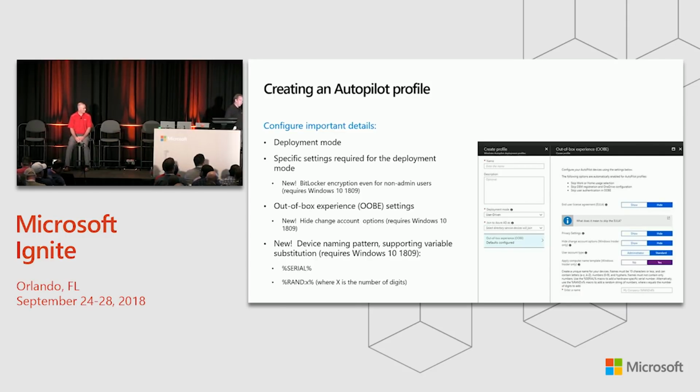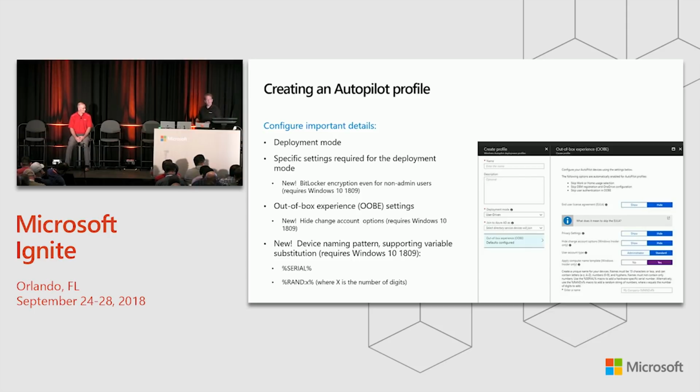First step, we need a profile. So you have to create a profile. When you do that, you can specify the deployment mode. So we've got user-driven deployment, which is what we've showed so far. We'll talk tomorrow about doing a self-deploying mode and the hybrid Azure AD support. So you configure those options as part of the profile. You specify specific settings that correspond to those deployment modes.